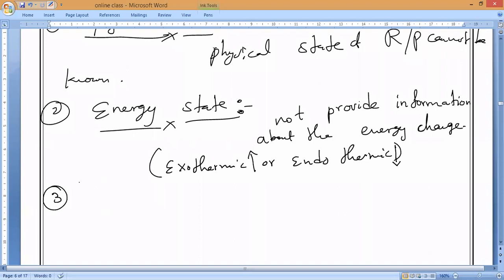Now, the third one is reaction conditions. What is that?